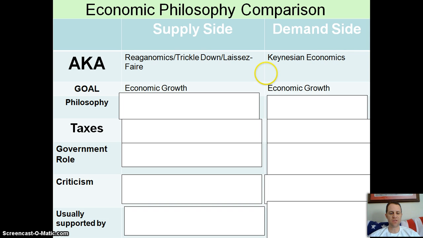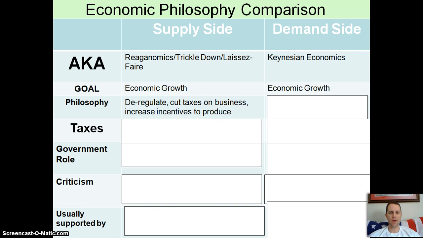So the philosophy of supply side economics: deregulate. Let's shrink the role of government in the economy, cut taxes on businesses, and increase incentives to produce. So lower the taxes on businesses. If you do that, they'll be paying less money into the government. That will allow them to take that money to produce more things, hire more workers.